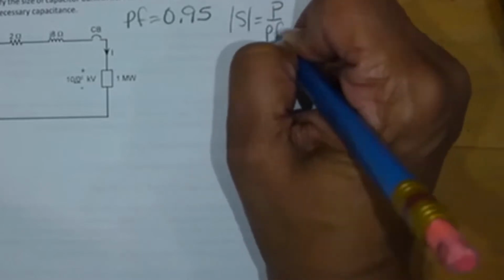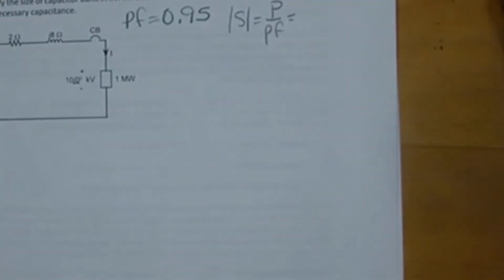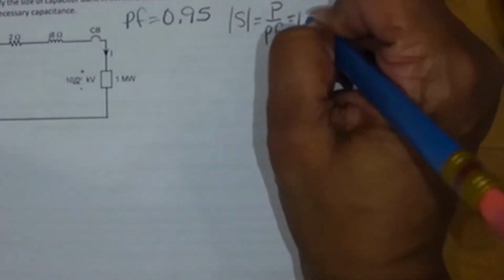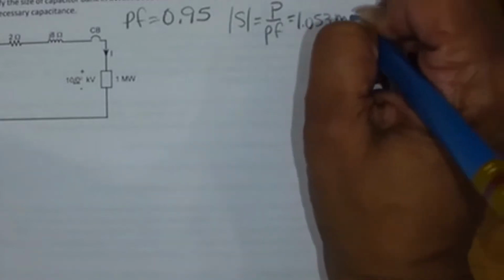So the first thing I'm going to do is find the apparent power, which is P over the power factor. The apparent power is 1.053 megavolt amperes. And you should be checking me to make sure I'm getting good numbers. That's the average power over the power factor.